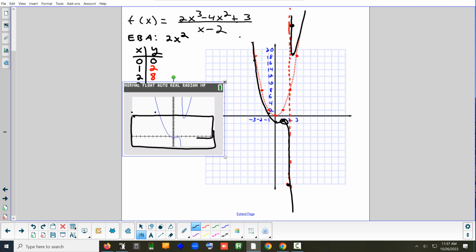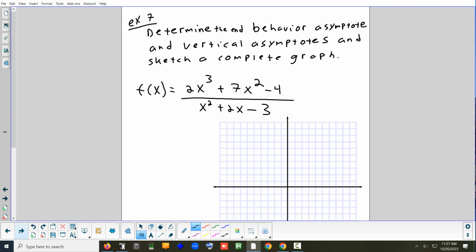Okay. So keep in mind how to find your EVA, how to find your vertical, and then once you graph both of them, just plot points. Use the calculator to help you get as many points as you need. But I'd say 7 or 8 is probably a good amount. Okay, let's look at this one.